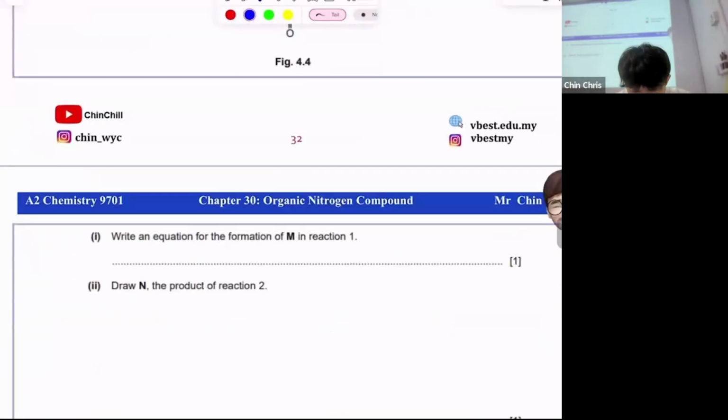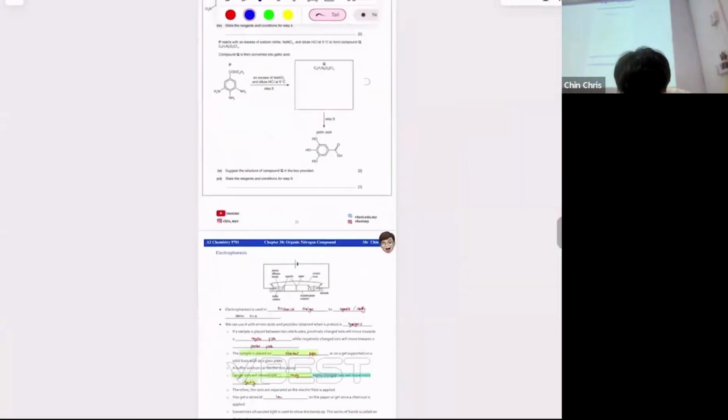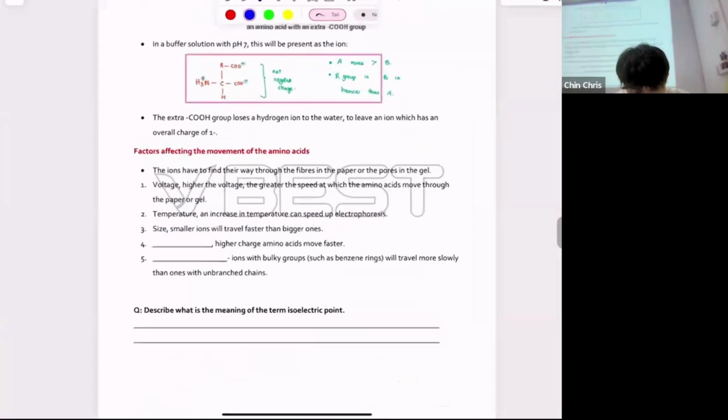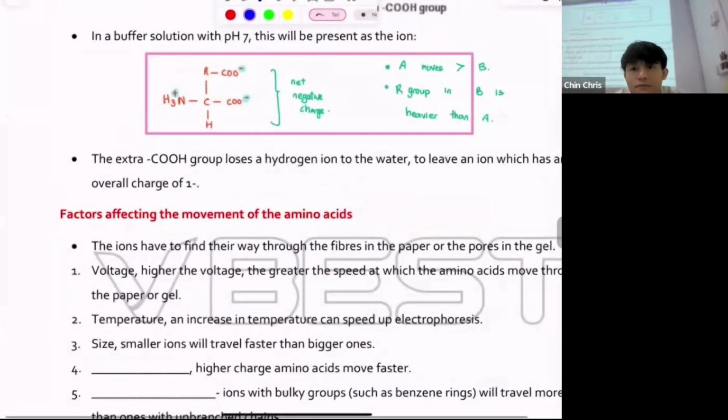Where did we stop? Okay, page 38, right? Correct.